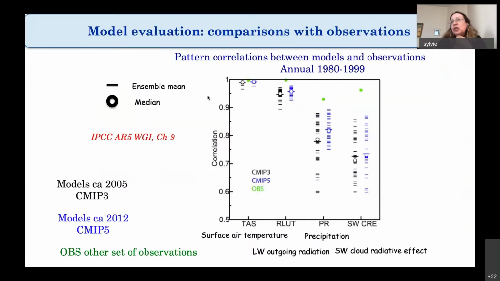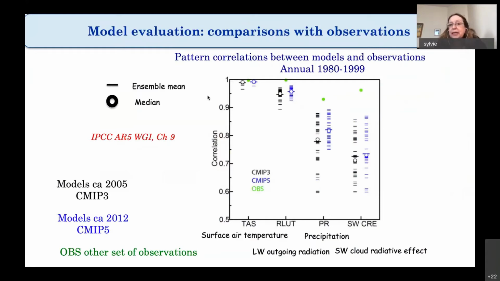It shows you the correlation with observations. That's the y-axis. And on the x, you have 4 variables: the surface air temperature, the long wave outgoing radiation, precipitation, and the short wave cloud radiative effect. Each model is a small bar, and you have the median of the models, which is the circle, and the longest bar is the ensemble mean, so you have the mean and the median of the different models.